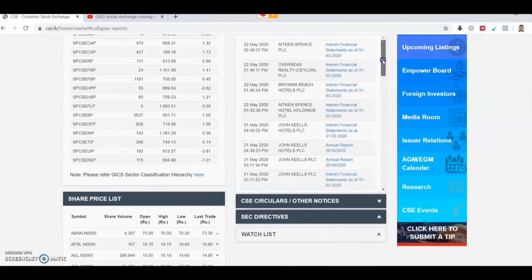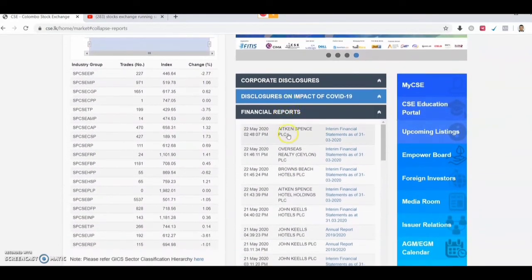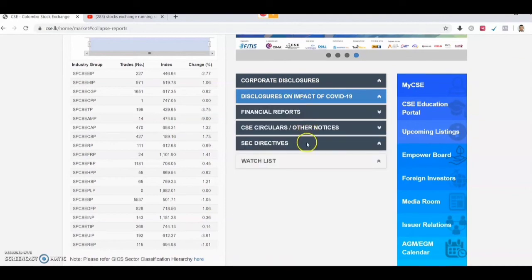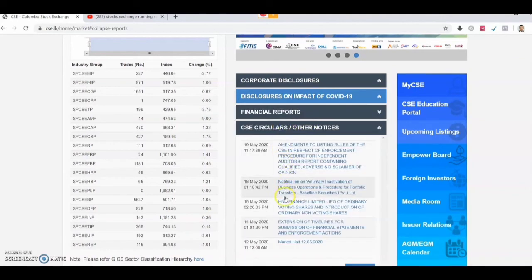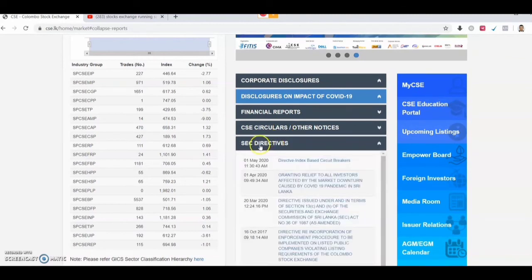For example, I'm just clicking over there to see what's there. You can see these 8 constraints, financial statements, and the first quarter statements published over there, and these are the disclosures on COVID-19, after the impact of coronavirus. CSE circulars, you can see some circulars listed over here, and Securities and Exchange Commission directives. This is the governing body of CSE.